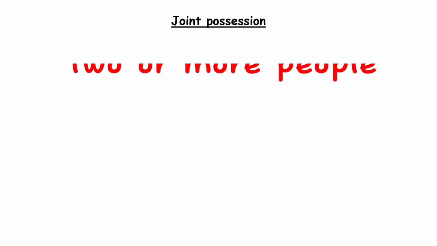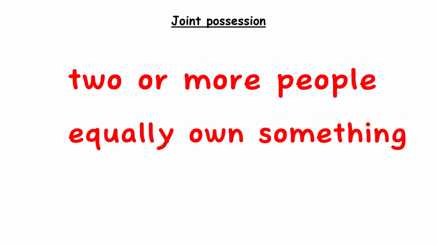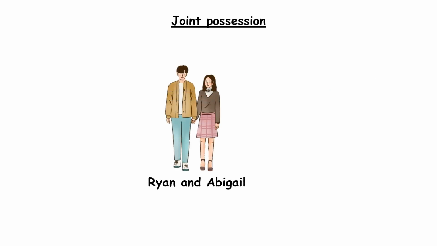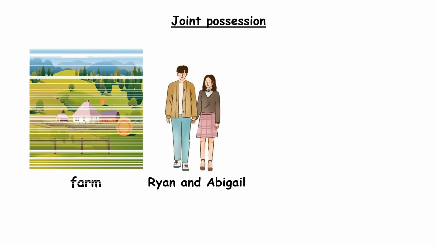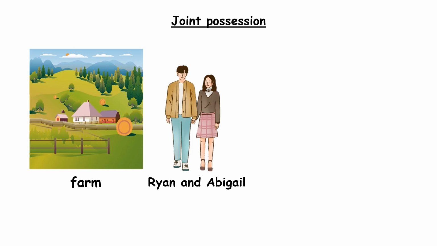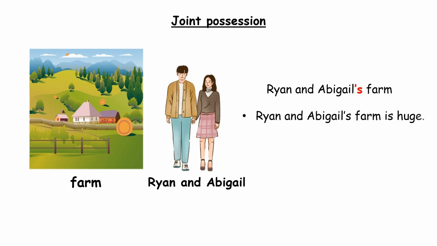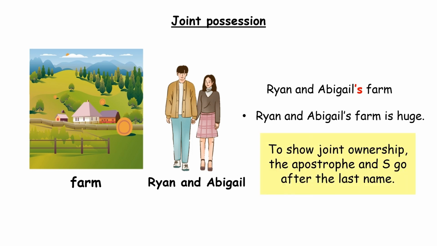So now let's look at joint possession. Joint possession means that two or more people equally own something. This is Ryan and Abigail. Ryan and Abigail own this farm. To show this in the possessive form, we say Ryan and Abigail's farm. Ryan and Abigail's farm is huge. To show joint ownership, the apostrophe and S go after the last name.